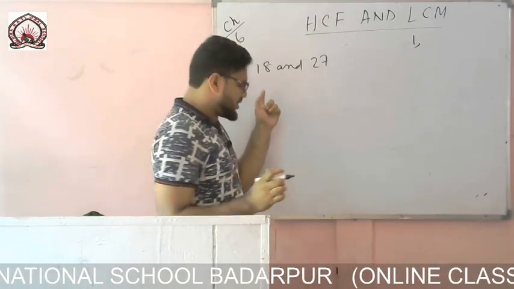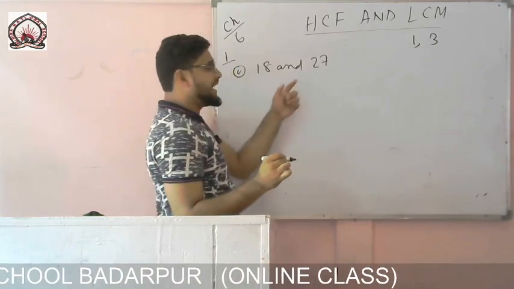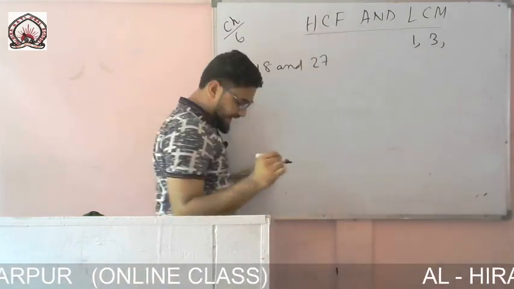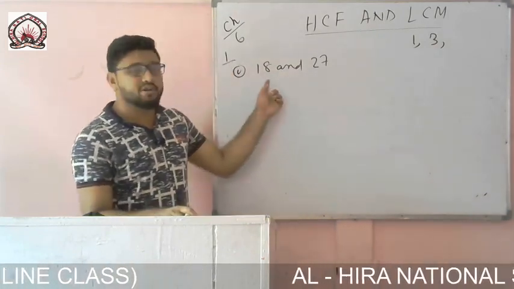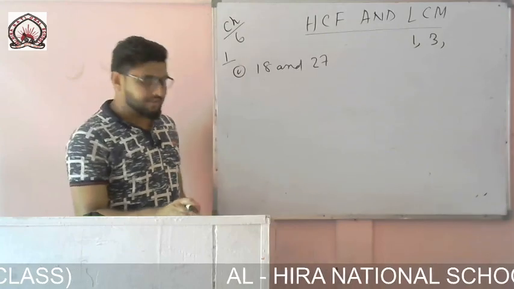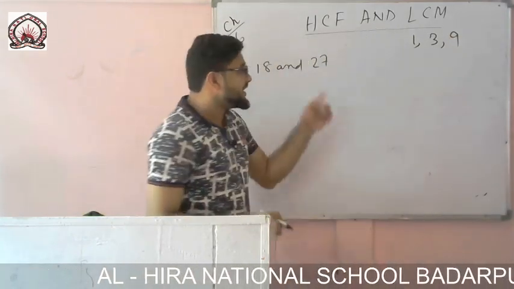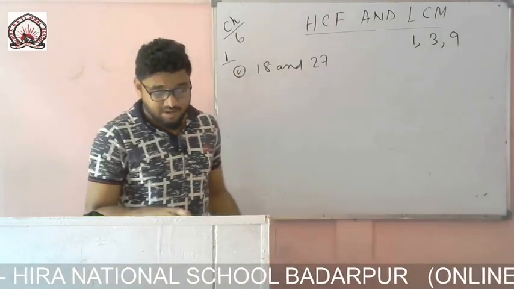So 2 is finished. In 3, I can get 3 6s are 18 and 3 9s are 27. And in the table of 9, 9 2s are 18 and 9 3s are 27. So among these, which one is greatest? 9 is greatest. So 9 is the HCF.